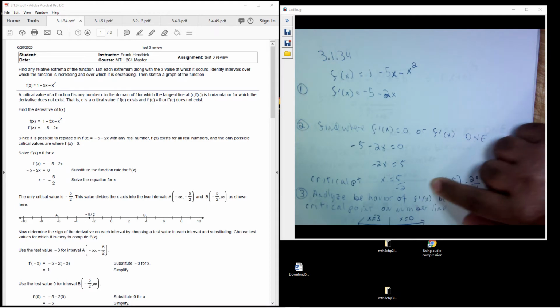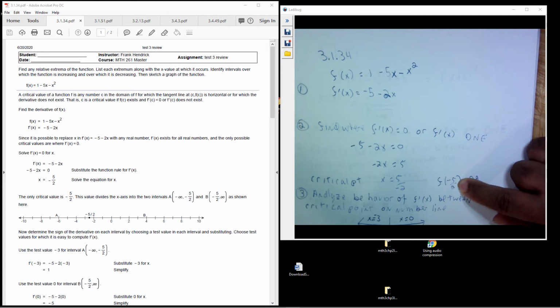So that's our critical point, and the ordered pair would be negative 5 over 2 and 29 over 4. That's our potential min-max there. So we've got to figure out what it's doing.